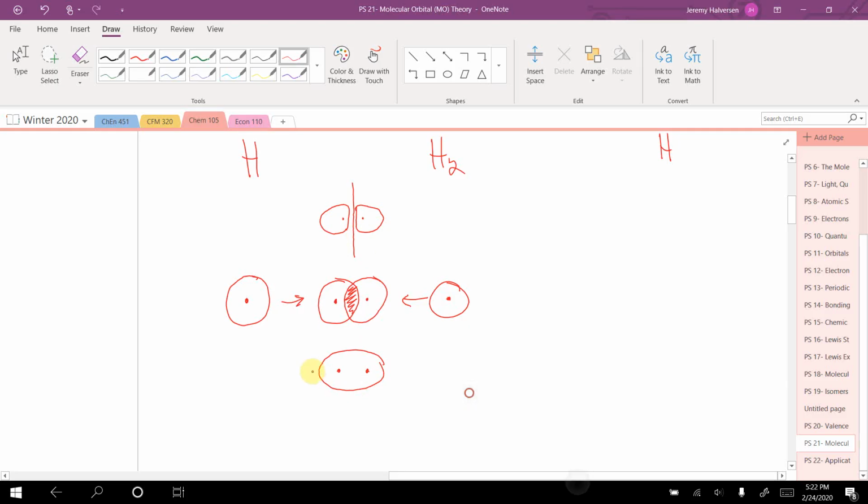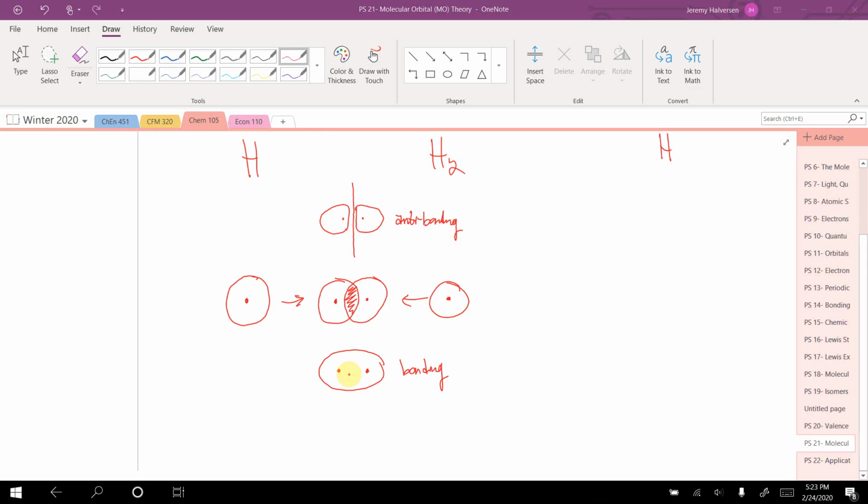Now you can imagine the way these electrons are located between the nuclei. These two are contributing to the bond. These two, with a node in between, are not contributing to the bond. So, without a node between the nuclei, we call that a bonding orbital. With a node between the nuclei, we call that an antibonding orbital.